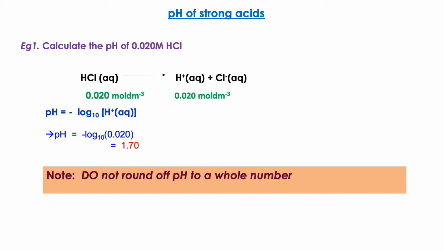Using the formula of pH, pH is equal to minus log 10 of H+ ion concentration. Substituting the concentration of H+ ions into the formula, we get pH is equal to 1.70. Note, do not round off pH to a whole number. pH has no units.